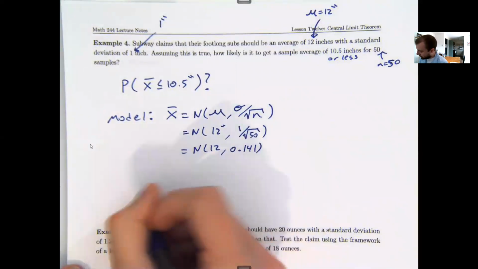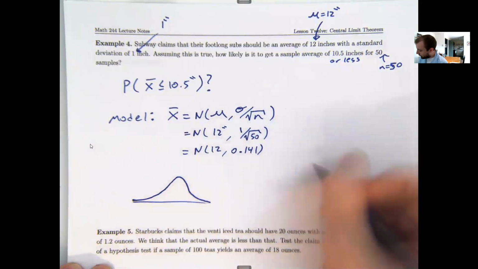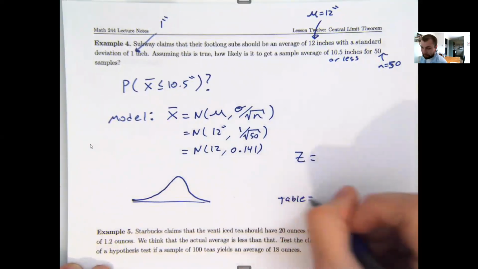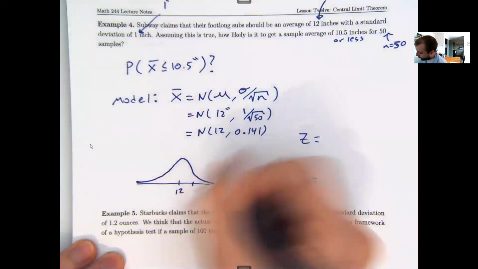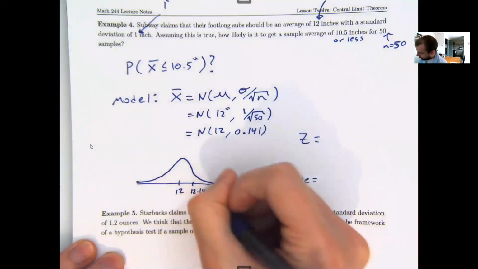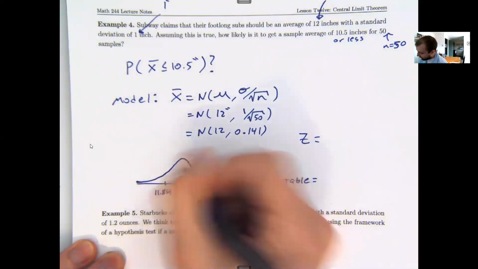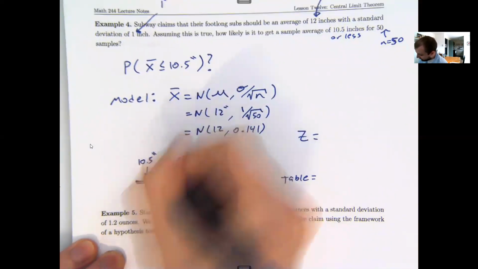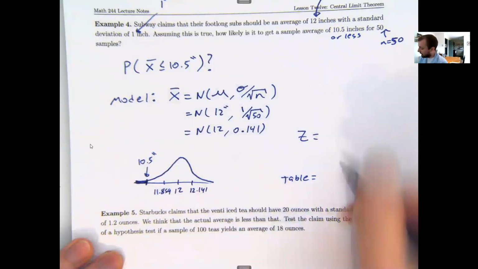So I'm going to do what I always do after I have the model. I'm going to draw my picture. I'm going to calculate my z-score. And I'm going to come up with a table value. When I'm drawing my picture, my center is 12, and I'm counting by 0.141 or so. And I'm looking at 10.5 inches or less. I'm shaded to the left. This looks like a small probability. Let's test that claim.